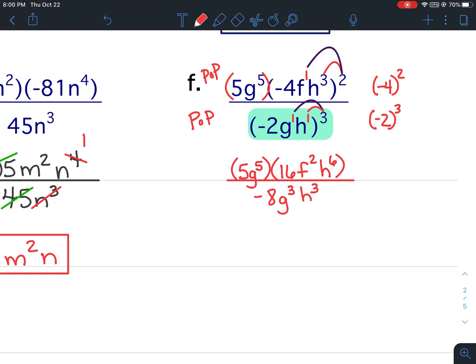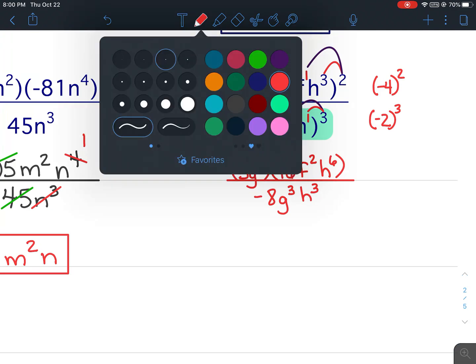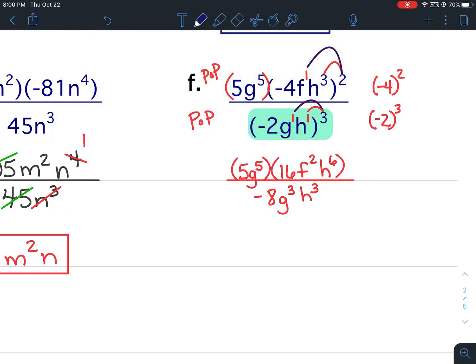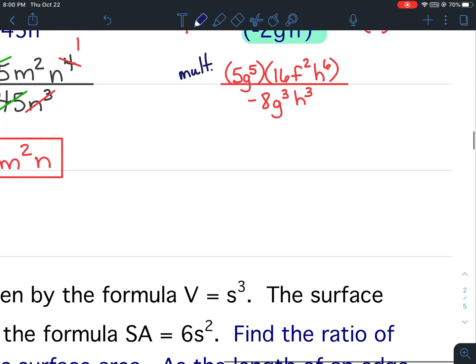I have to go one more step before I can divide, because I can still simplify the numerator by multiplying. So I'm going to multiply the numerator, which means my denominator is going to stay the same. So I'm still going to have negative 8, g to the third, h to the third in the denominator. In the numerator, 5 times 16 is 80.